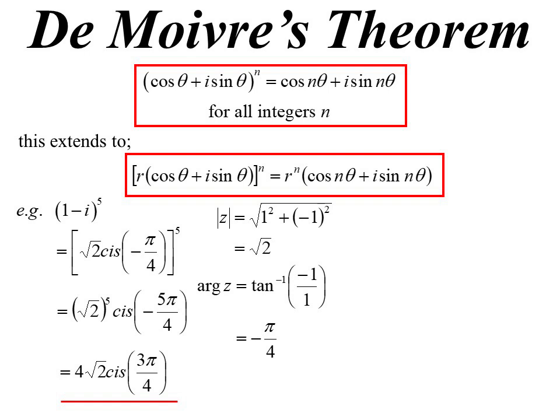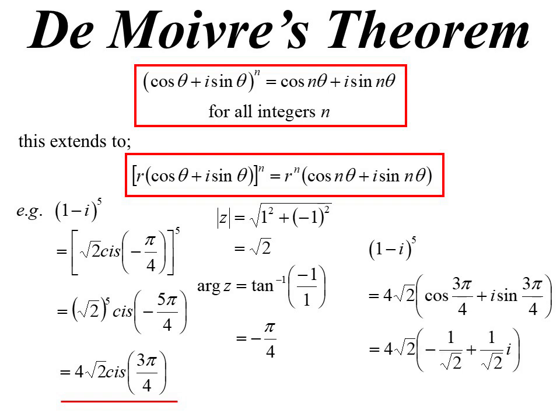The argument, minus 5 pi on 4, I'll rewrite that as 3 pi on 4 because we like to leave things in the principal argument if we're going to leave it in that form. If I did want to work out what that actually is, then let's work it out. Cos of 3 pi on 4, sine 3 pi on 4, well that's minus 1 on root 2 plus 1 on root 2 i, multiplies out quite nicely. We get minus 4 plus 4i.